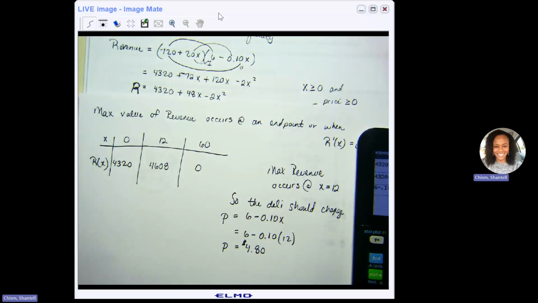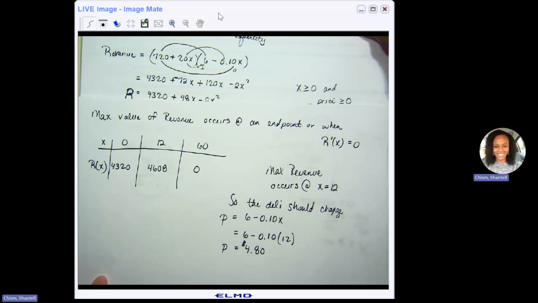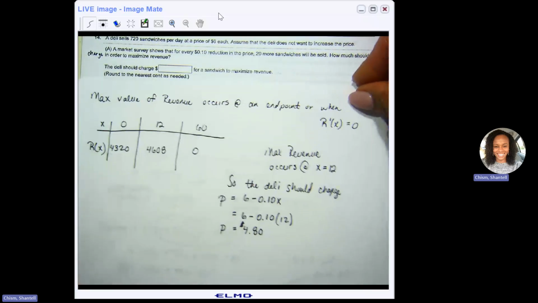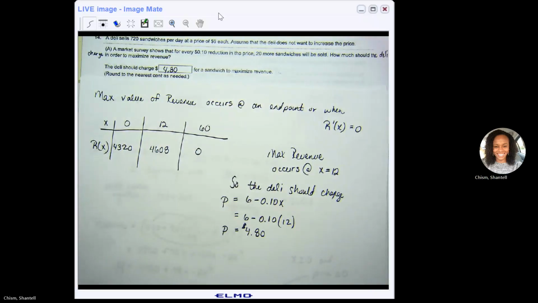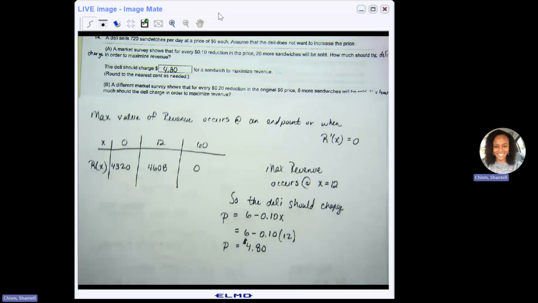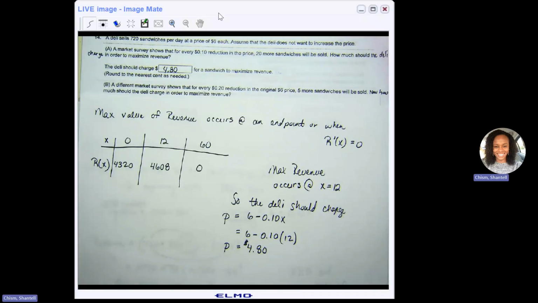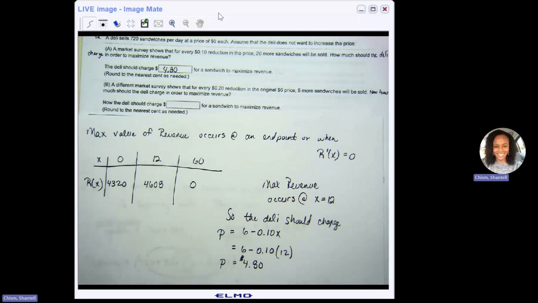Okay. So looking back, let's make sure we answer the question completely here. On part A, the deli should charge $4.80. Okay. Part B, a different market survey shows that for every 20-cent reduction in the original price of $6, 5 more sandwiches will be sold. So for every increase in reduction, and remember, x represents the number of deductions, as the number of deductions increases, 5 more sandwiches will be sold. So for part B, it says, now how much should the deli charge in order to maximize revenue?